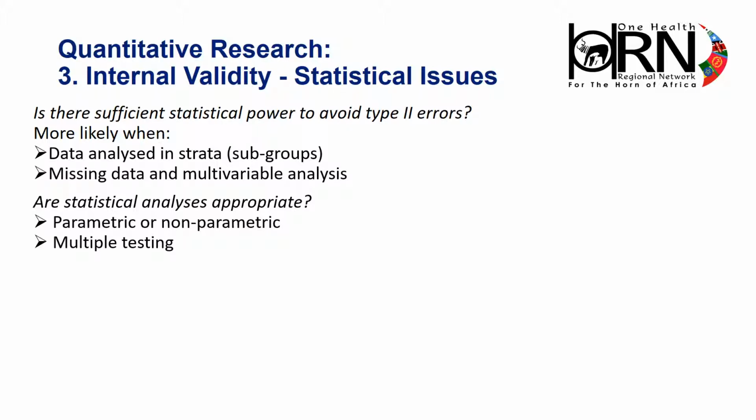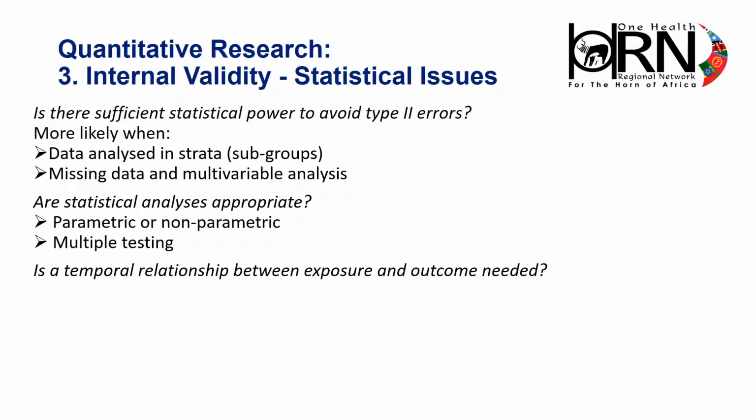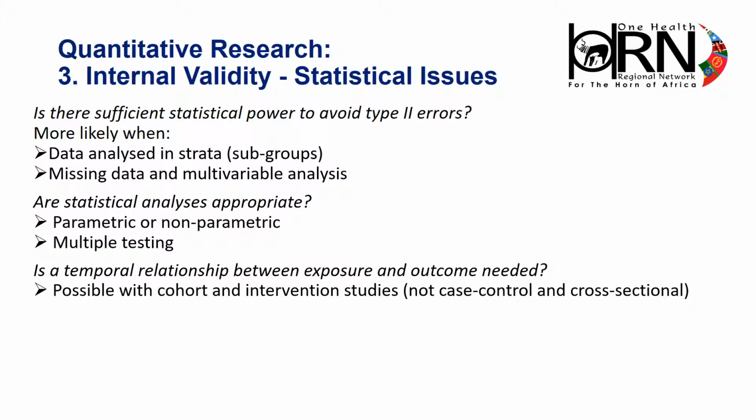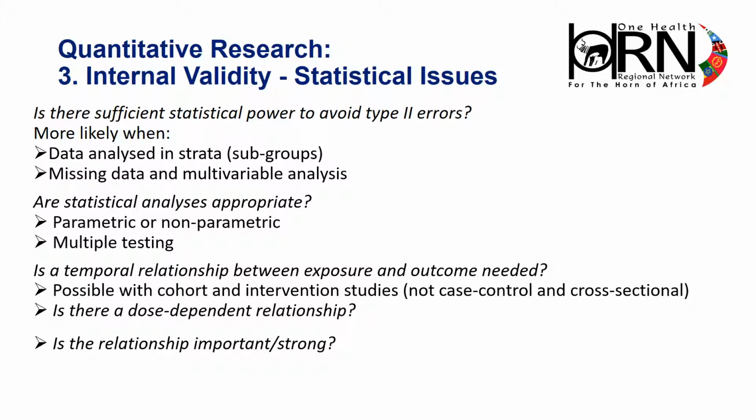It is not unusual for statistical methods to be poorly described, applied, and interpreted. For example, a temporal association between exposure and outcome is only possible with cohort and intervention studies. It's not possible with case control and cross-sectional studies. And within this temporal association, remember to see if there's a dose-dependent effect. Finally, if a statistically significant relationship has been found, does this actually mean something? Is the relationship both strong and important?